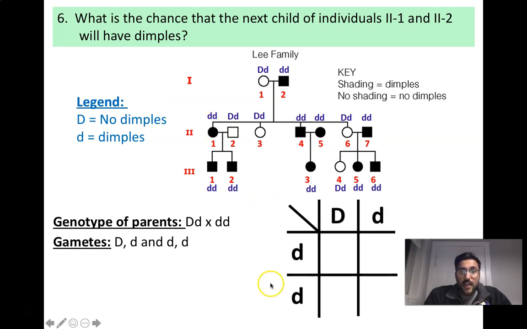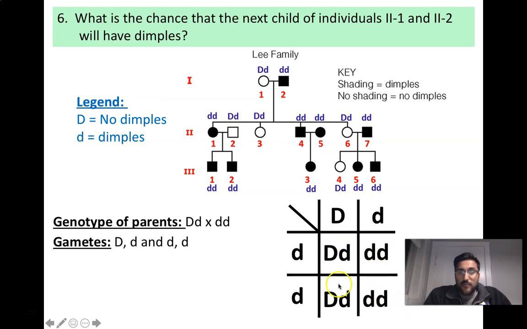Dad was little d. Dad here is little d, big D, little d. Mom was little d, braid. Top down, left in, top down, left in, top down, left in, top down, left in. Fill in your Punnett square.